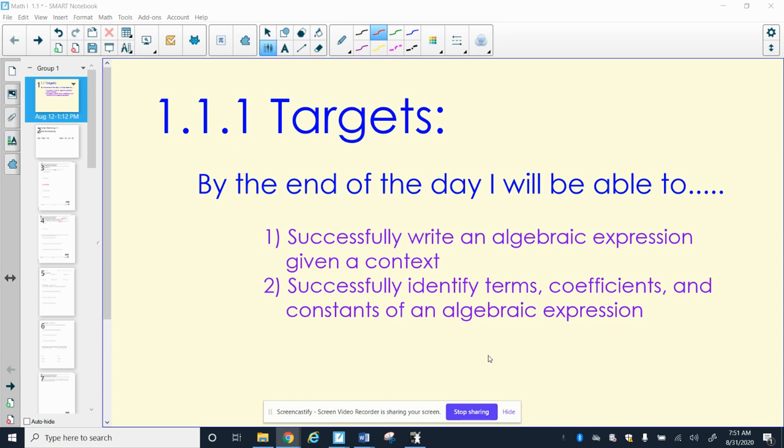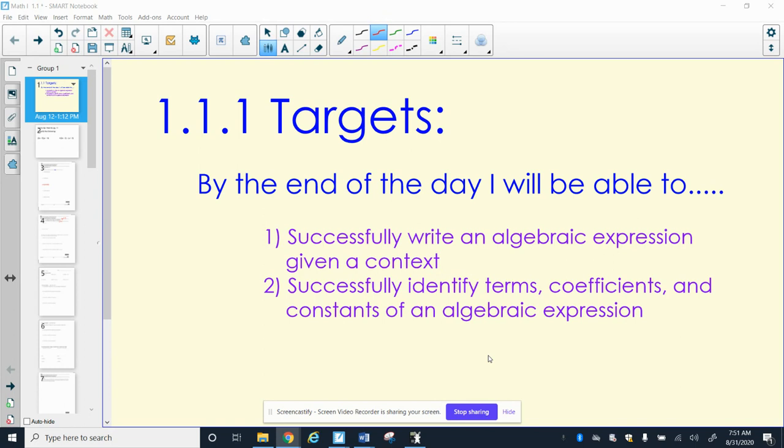Right, so today we are starting into our textbook. So we're starting lesson 111. This is a multi-day lesson. Our goal for today is really number 2 down here, where it says successfully identify terms, coefficients, and constants of an algebraic expression. So I have to go over what that different vocab means.